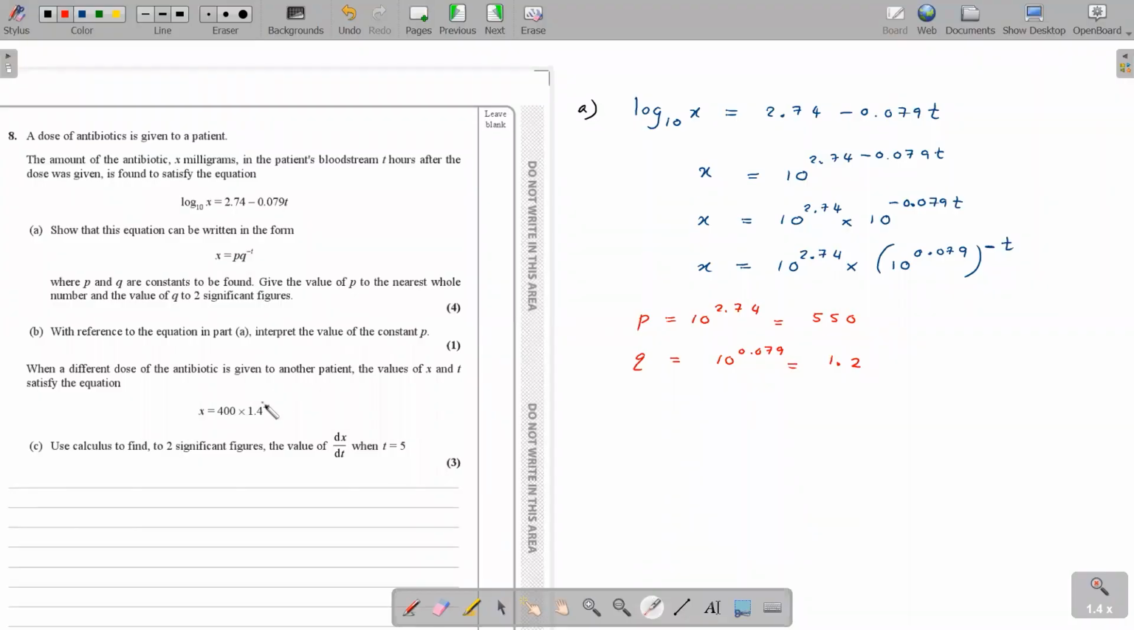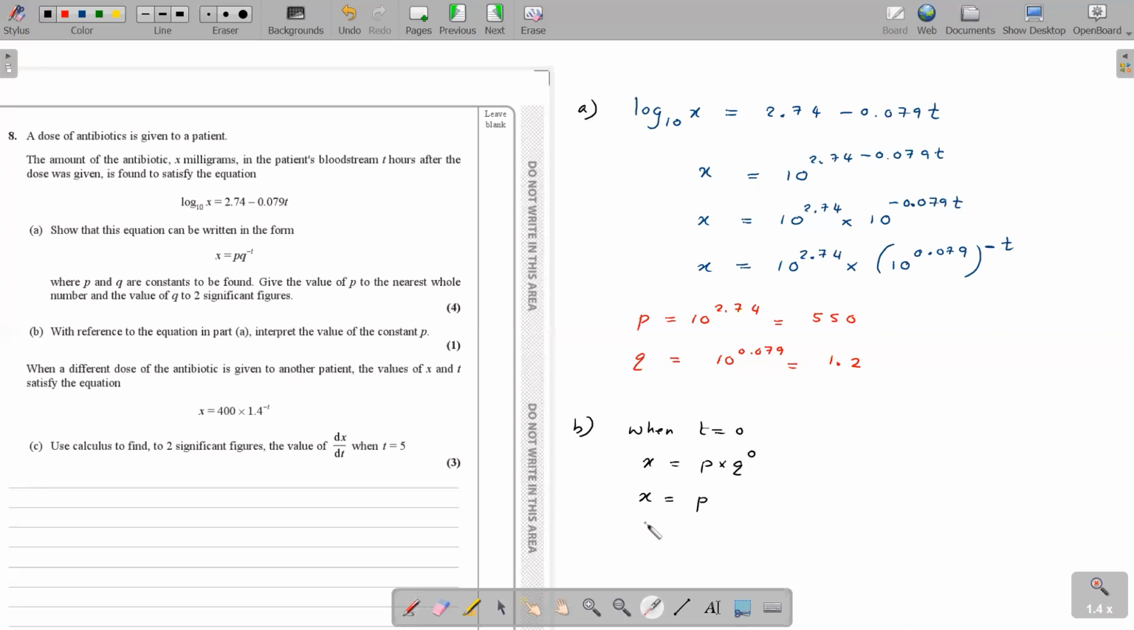Normally when they give you a question like this, to interpret the value using the model, we sometimes use this t value. Sometimes we work with t equals 0, sometimes t equals 1. Here t equals 0 will work. Why? When t equals 0, we get x equals p times q to the power 0, and q to the power 0 is 1, which gives me x equals p.